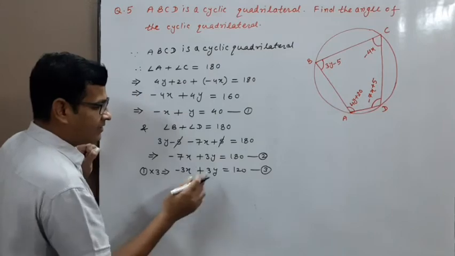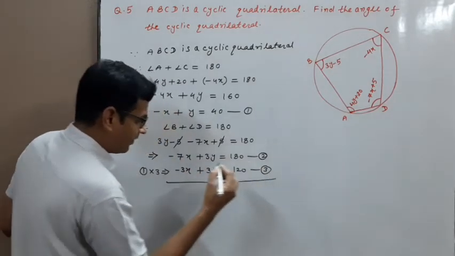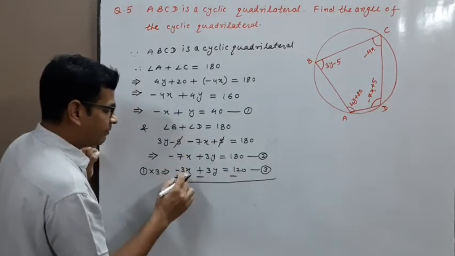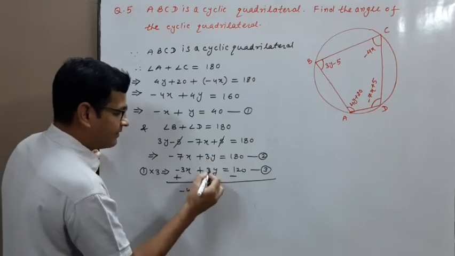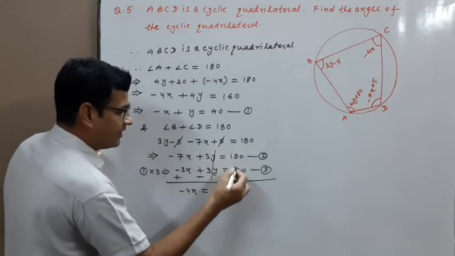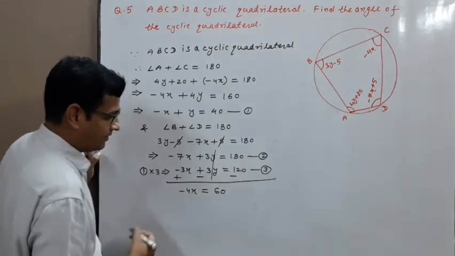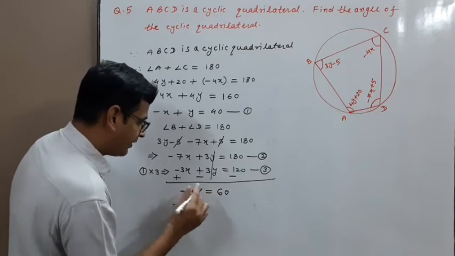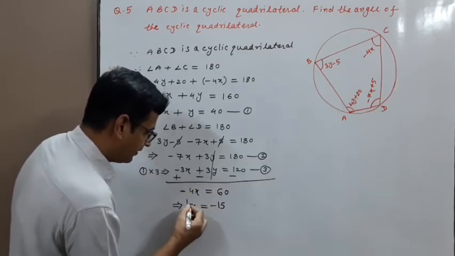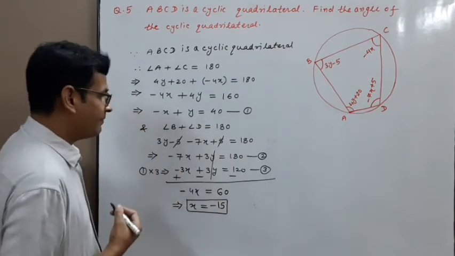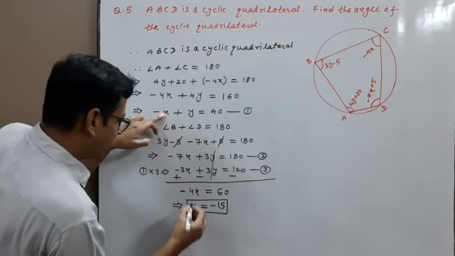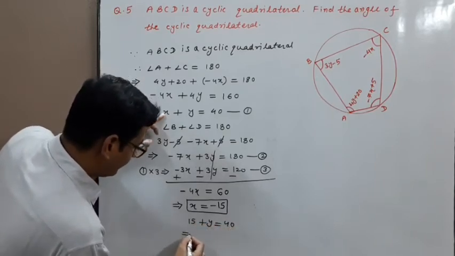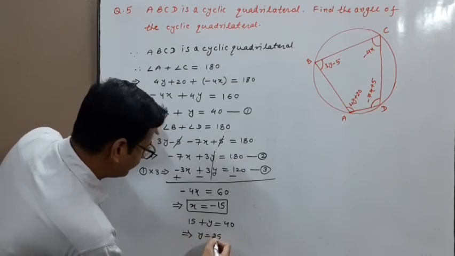Now subtract equation 3 from 2. Plus sign, minus sign and minus sign. Minus 7x and plus 3x, so minus 4x. Plus 3y minus 3y cancel. 180 minus 120, 60. Implies x equal to 60 upon minus 4, so minus 15. Now putting x equal to minus 15 in equation number 1. Minus into minus 15, so plus 15 plus y is equal to 40. So the value of y is 25.